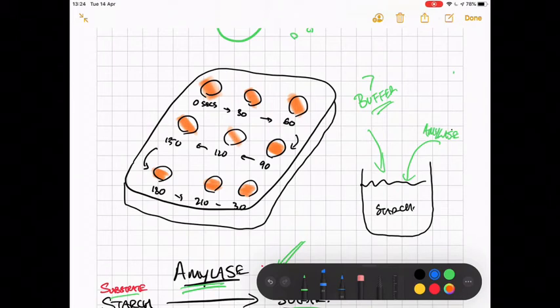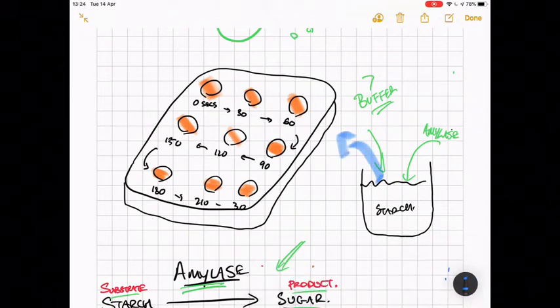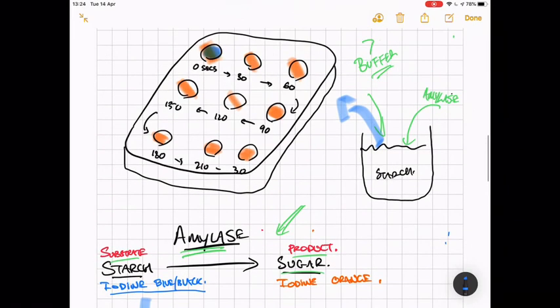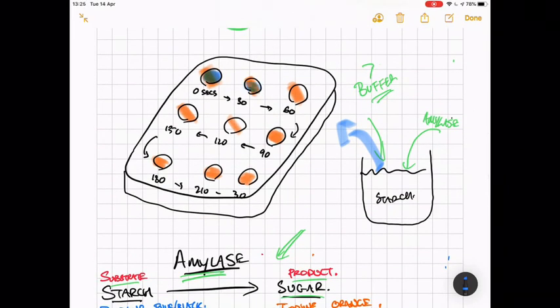Every 30 seconds, we're going to drop in some iodine, pick up on some of this starch solution here with the amylase and the buffer, and see if there is any starch present. Now maybe initially, because it takes a little while for this to get going, the starch hasn't been broken down, so the iodine is changed to blue or black, so we get that colour change. And then maybe after 30 seconds that still happens, maybe even after 60 seconds, 90 seconds.